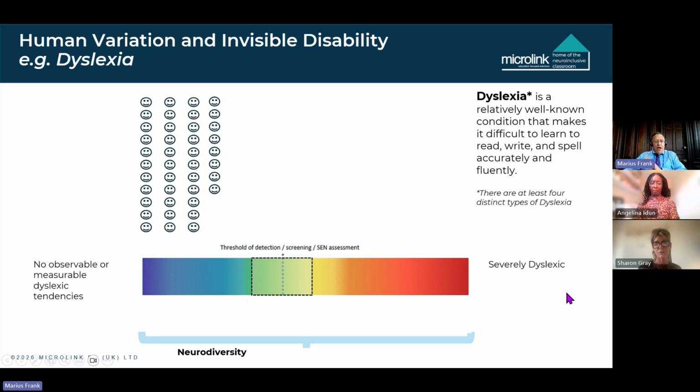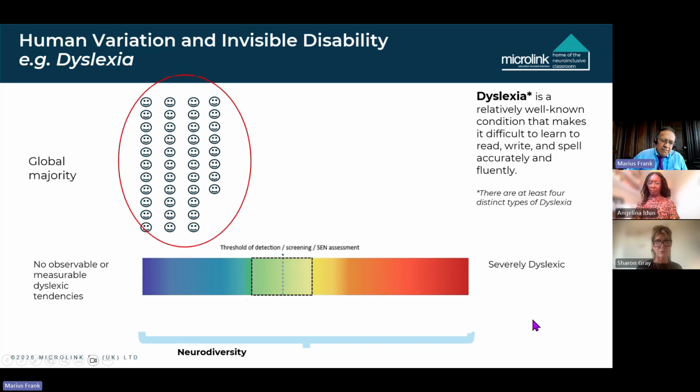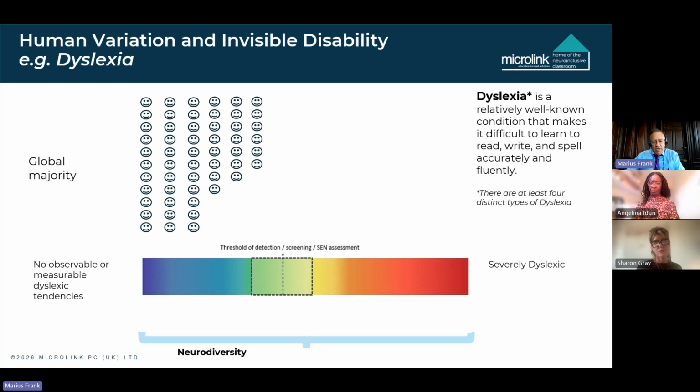So if we had the whole of humanity and we plot them out on this graph, the majority of individuals might have no observable or measurable dyslexic tendencies, and we call that the global majority. But there will be others, adults and children, who, in progressively less and less numbers, struggle with learning to read, write, and spell accurately and fluently. Some slightly, some at an extreme level.